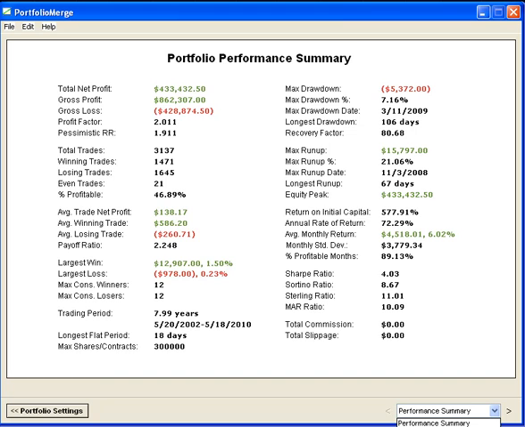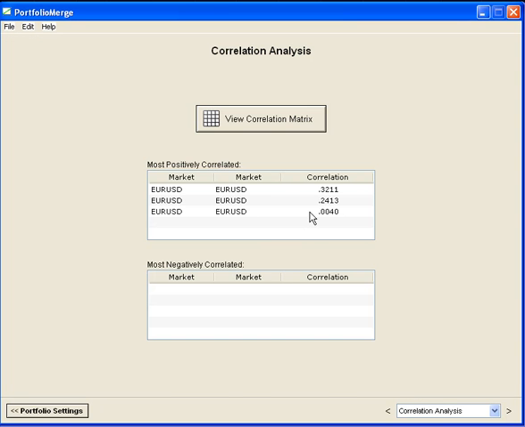There's one other thing I want to look at, and that's the correlation analysis. Correlation analysis will give you an idea how these systems fit together. The closer to 0 these numbers are, the less correlated they are. If they're close to 1, that means they'll always take the same position. If they're close to -1, one system may go long while the other one goes short. So the closer they are to 0, the better.